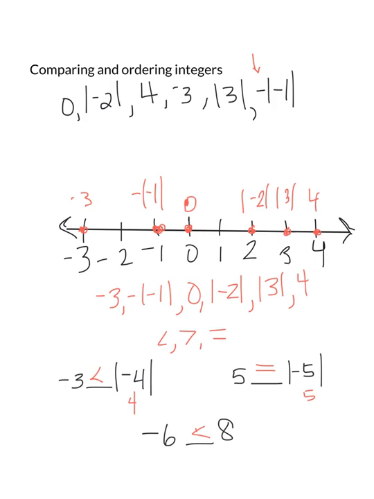So using a number line can help. Anytime you see those absolute value symbols, you have to remember that the value inside there is not what it actually equals 100% of the time. So you have to evaluate that first and then put them in order or compare.